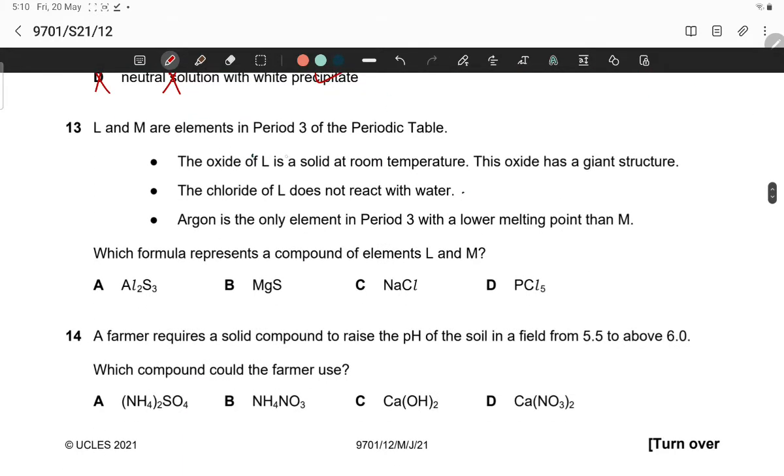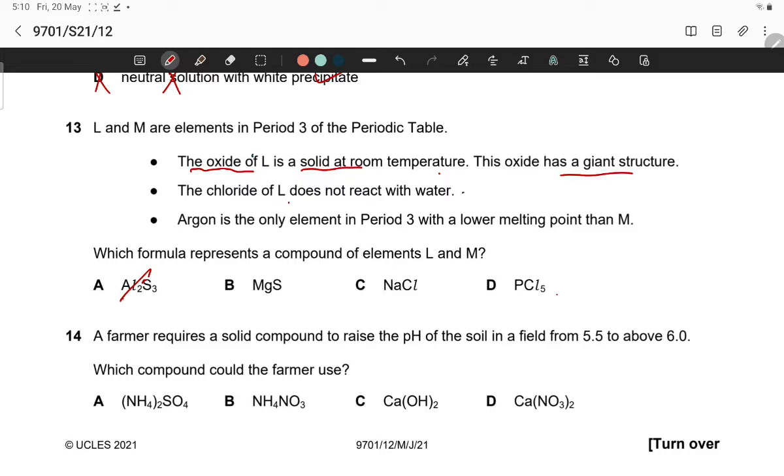L and M are elements of period 3 of the periodic table. The oxide of L is solid at room temperature. The oxide has a giant structure. The chloride of L does not react with water. The oxide of L is a solid at room temperature. The oxide of aluminum is solid, magnesium oxide is solid, sodium oxide is solid, phosphorus(V) oxide is solid.